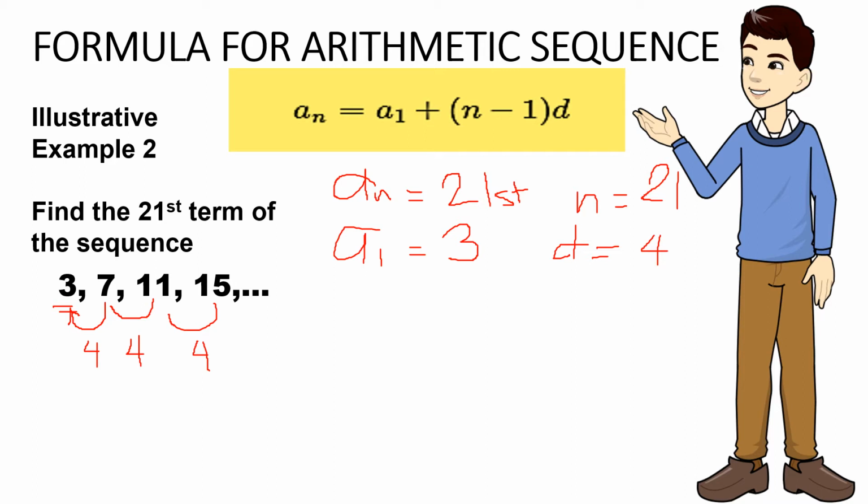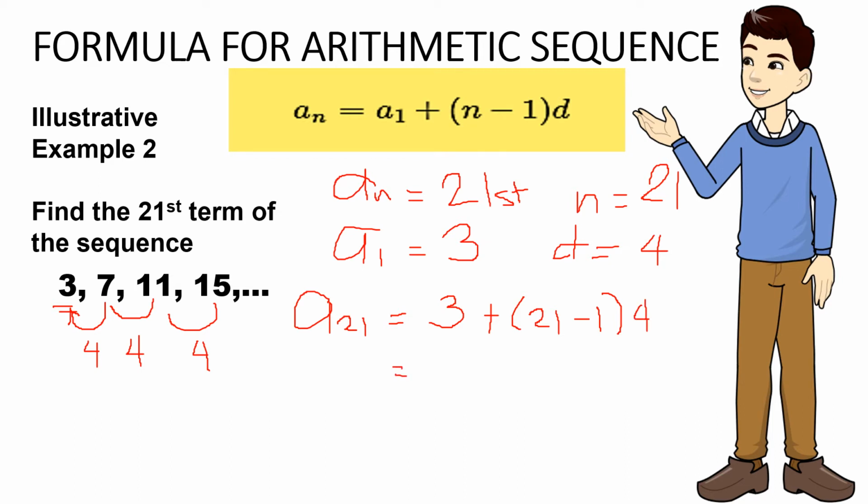So punta na tayo sa ating formula. Using AN equals A sub 1 plus N minus 1 D. So meron tayong A21, since 21st term hinahanap natin. Then 3 for A sub 1 plus N is 21 minus 1. Again, laging minus 1 times the difference 4.